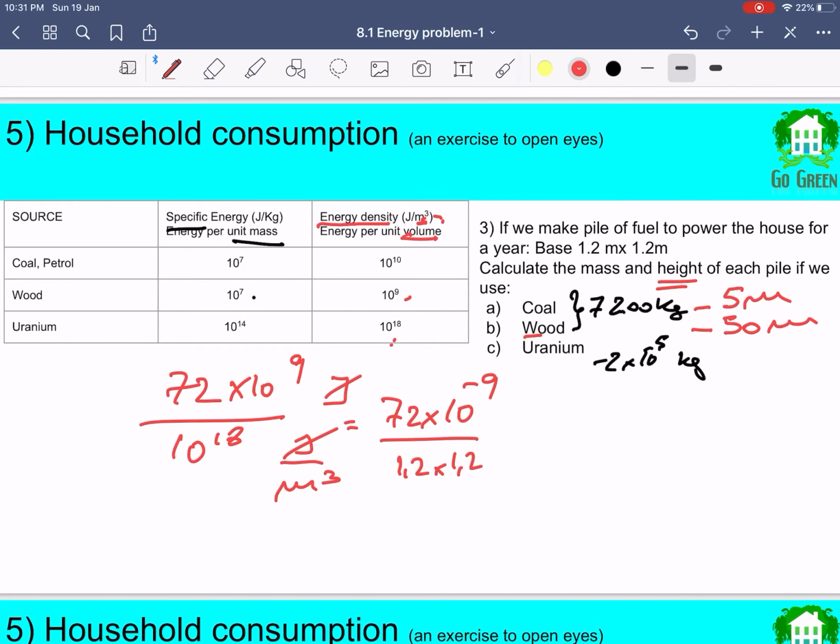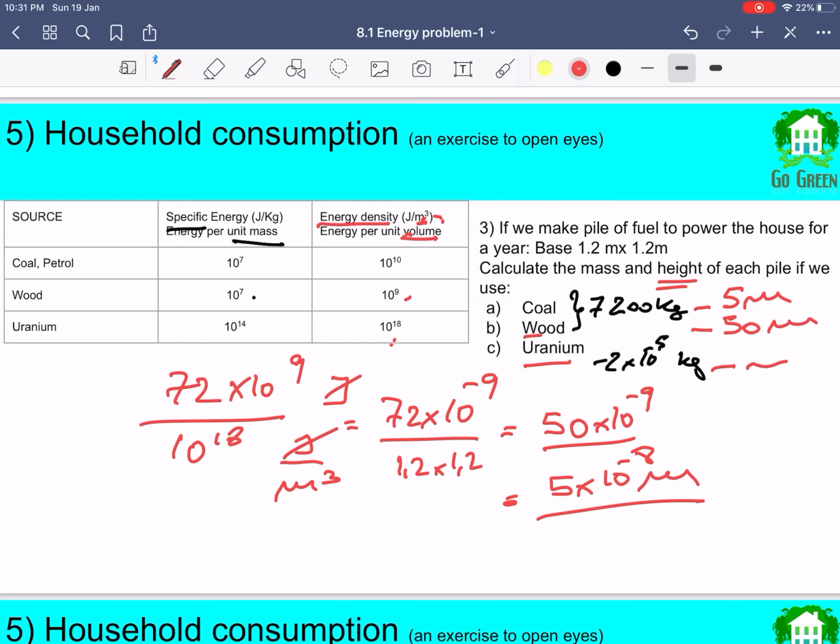Okay, whatever this is, about 5 times 10 to the minus 8 meters. The height of a pile of uranium is almost inexistent, invisible.